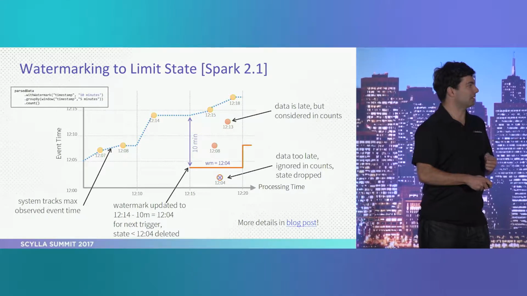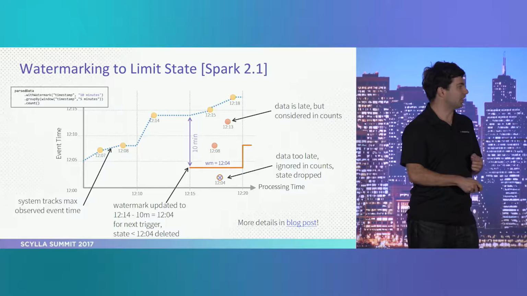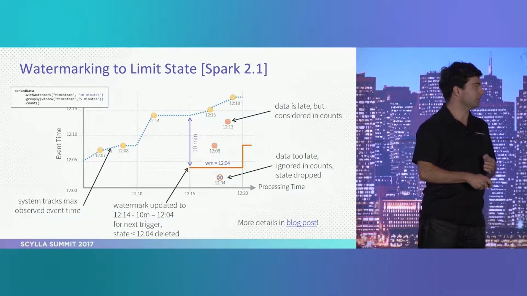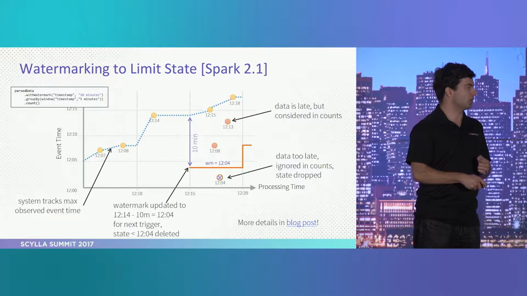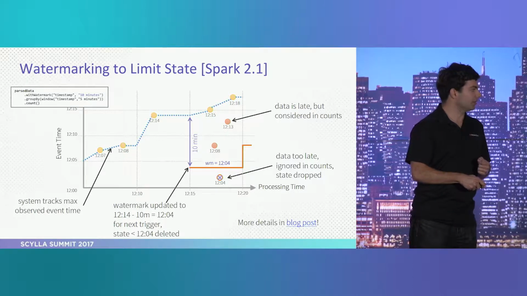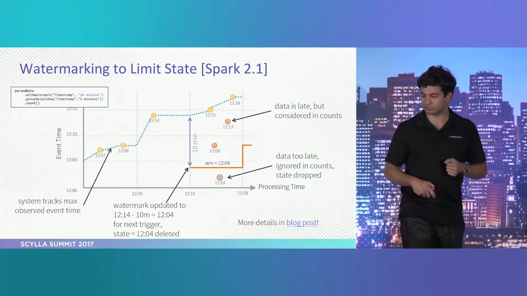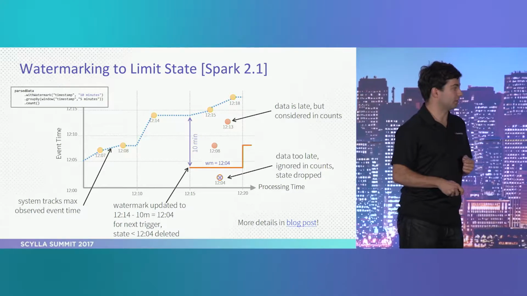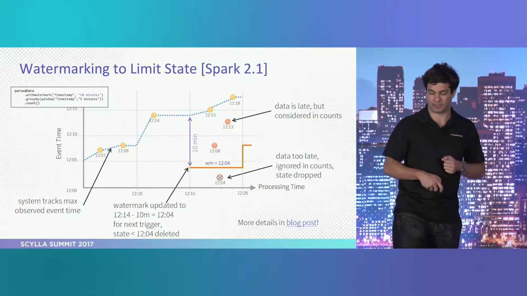The data that's like at 12:08 that arrived at like 12:17 will be included in your aggregation. But this data point, which was 12:03 or 12:02, this guy will be discarded. And we have a blog post explaining all of this in a lot more detail if you're interested, on the databricks.com blog website.